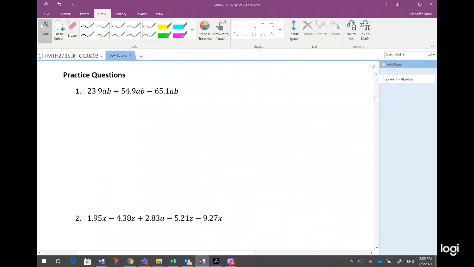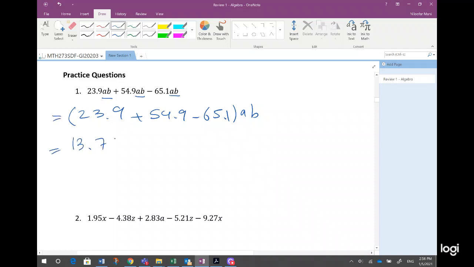Okay? How about here? How about in this practice? Oh, okay. The first one is AB, the second one AB. Oh, AB, all of them AB. Oh, okay. So, I have 23.9 plus 54.9 minus 65.1 multiple AB. Oh, good. Which is 13.7 AB.